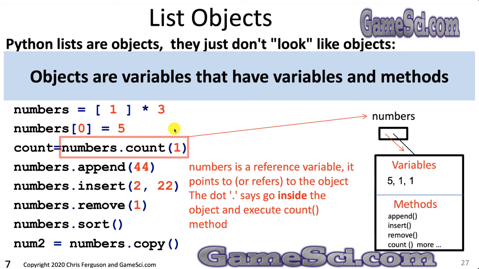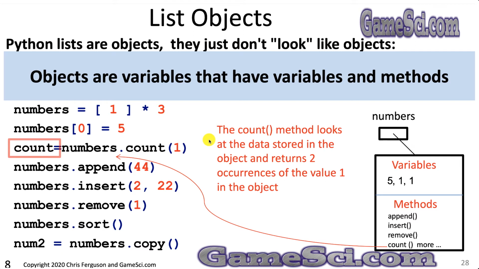numbers.count(1). What's going on here? This is more typical of how we access an object. Numbers dot says go to the numbers reference variable. The dot says go inside of it and run the count method. Numbers is a reference variable. It points to or refers to the object. The dot says go inside the object and execute the count method. The count method looks at the data stored in the object and returns a 2. 2 occurrences of the value 1 are in the object.